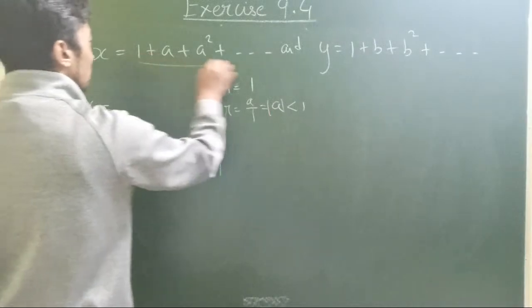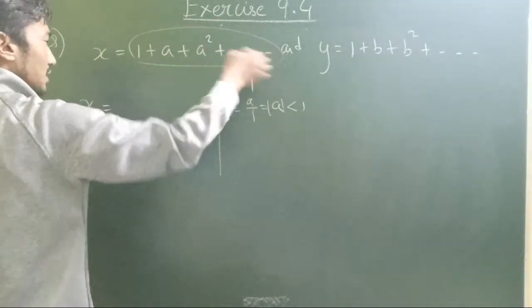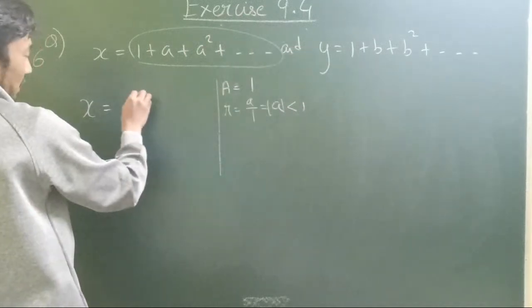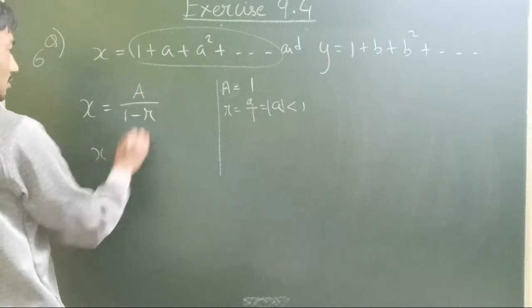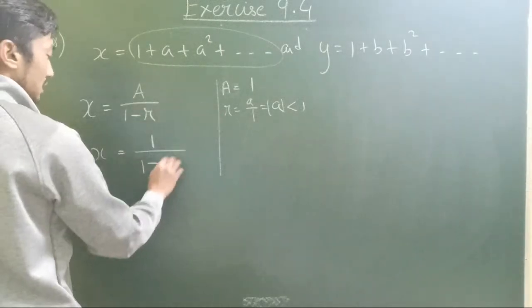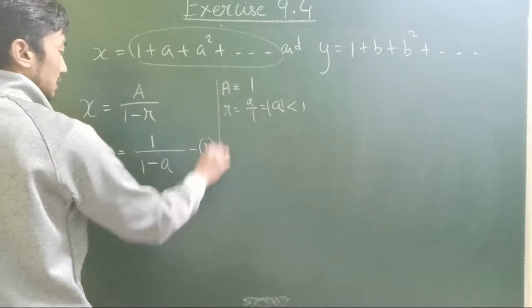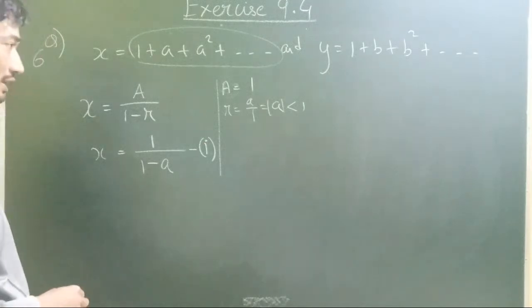So this whole term, since it is added, plus addition, so that's the sum. That will be simply a by 1 minus r. So x is equal to, what is the value of a here? 1, the first term. 1 minus common ratio, which is a. Alright, this is the info that we have from the given question. So we will let it be as it is.